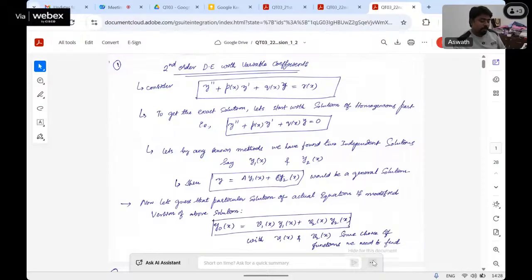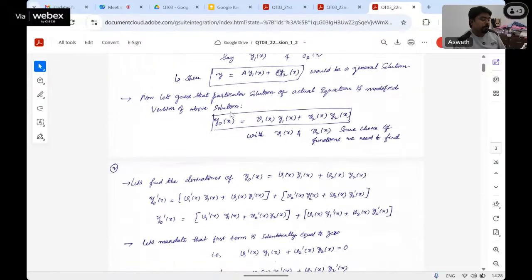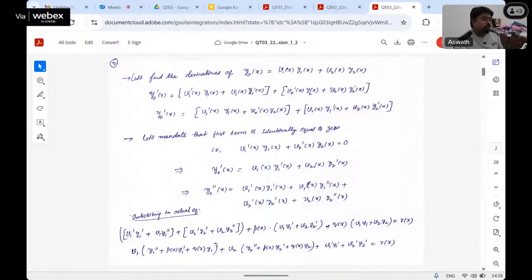Now I have y naught of x, the exact solution of this entire equation, and let's substitute y naught of x into the differential equation. When I substitute, first let me find the first derivative of y naught, y prime.